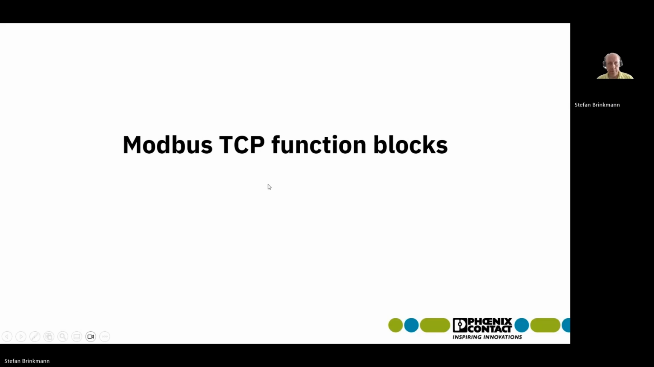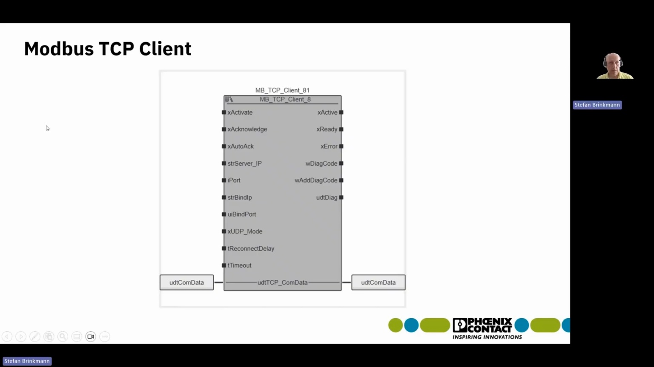So first of all, I want to show you how to use the library, the classical way. On the Modbus TCP library, we have a Modbus TCP client, which can be activated. Then you have to specify the IP address and port of the server. There's also an option to use Modbus UDP instead of Modbus TCP. Then we have, again, this interface to the other function blocks. And whenever the communication has been established, we have the active and the ready output set. In other cases, we have some diagnostic information here.